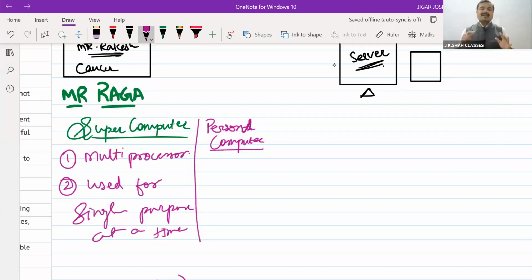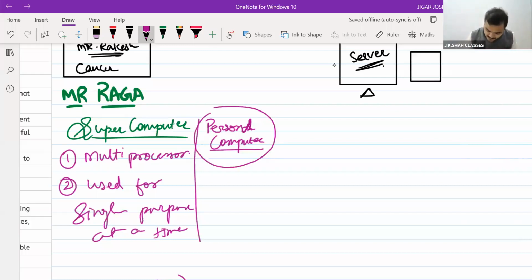So a supercomputer can be afforded and kept only by governments. Private companies and others don't buy it. The reasons: first, it is costly. Second, it has multiple processors but does only one activity at a time. In your business, do you want to do only one activity at one time? No, sir, thousands of activities are going on.